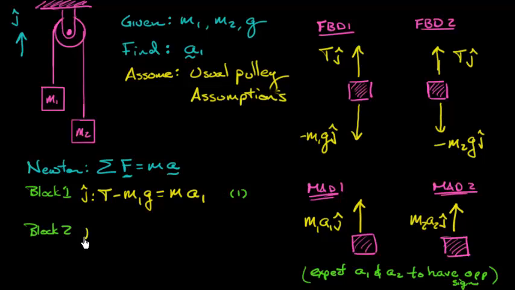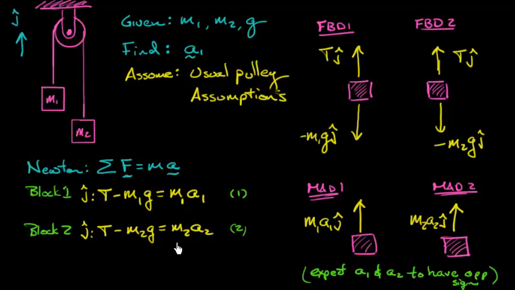So for block number 2, again, I look in the j hat direction. I've got the tension pulling upward. In fact, it's the same tension minus the weight, m2g, is equal to, this was m1a1, now we have m2a2. Again, since I've drawn this positive, I've got no negative signs in here at all. And that's what I will call equation number 2.